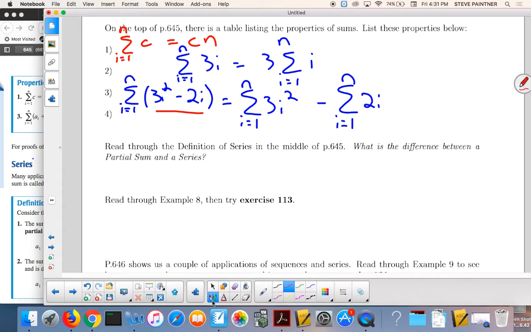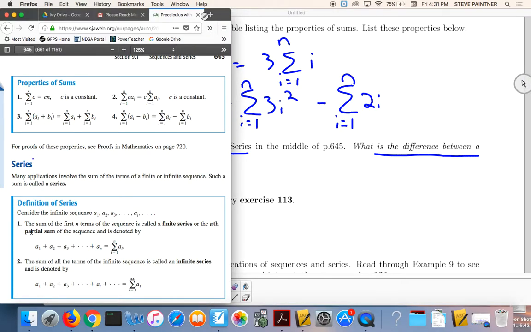Okay, so those are just properties of sums. Now the second thing we're moving on to in today's notes are series. It wants us to read the definition of series in the middle of page 645 and then determine what the difference is between a partial sum and series. So I'm going to go to page 645 and read the definition of the series. Many applications involve the sum of the terms of a finite or infinite sequence. So the difference here is between a finite or infinite sequence. Such a sum is called a series.